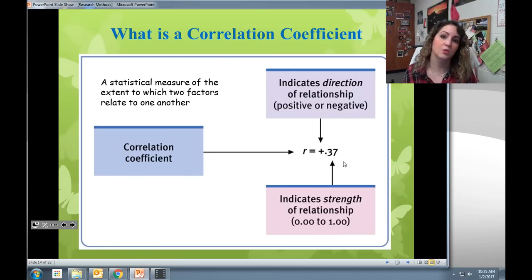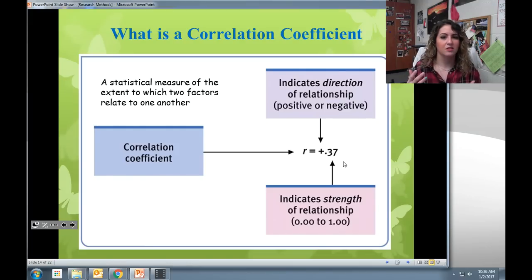So a +1 would be a perfect positive relationship. -1 would be a perfect negative relationship. And if it's a 0, that means there's no relationship whatsoever. So the closer it is to either +1 or -1, the stronger the relationship: the more this leads to this, the more that leads to this. The closer to 0, the more it's likely to be chance.